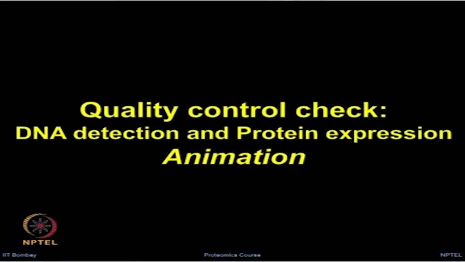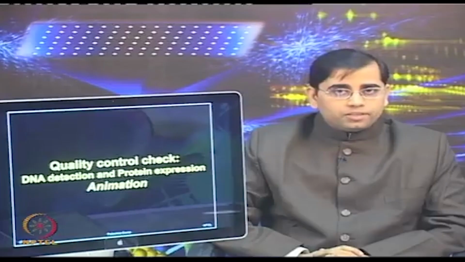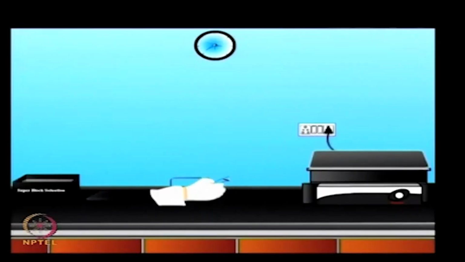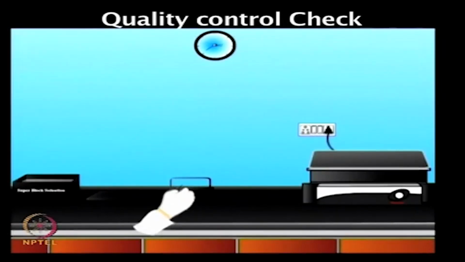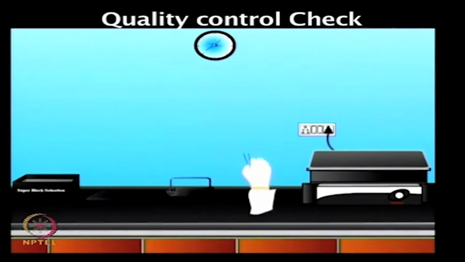So, let me show you this animation for the quality control check, how to detect the DNA and the protein expression on these chip surfaces. Once the arrays are printed, then we need to perform the quality control checks on whether DNA printing was appropriate on these chips.